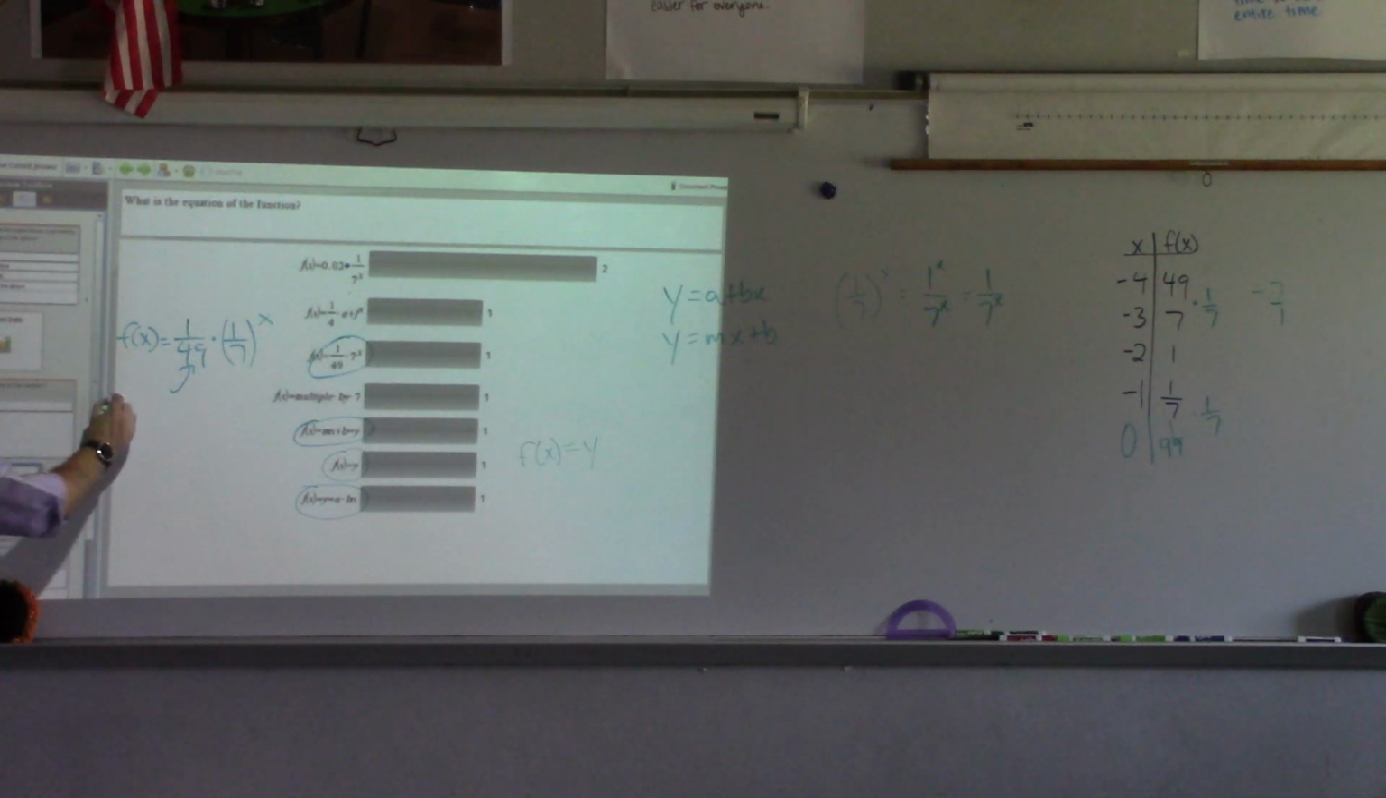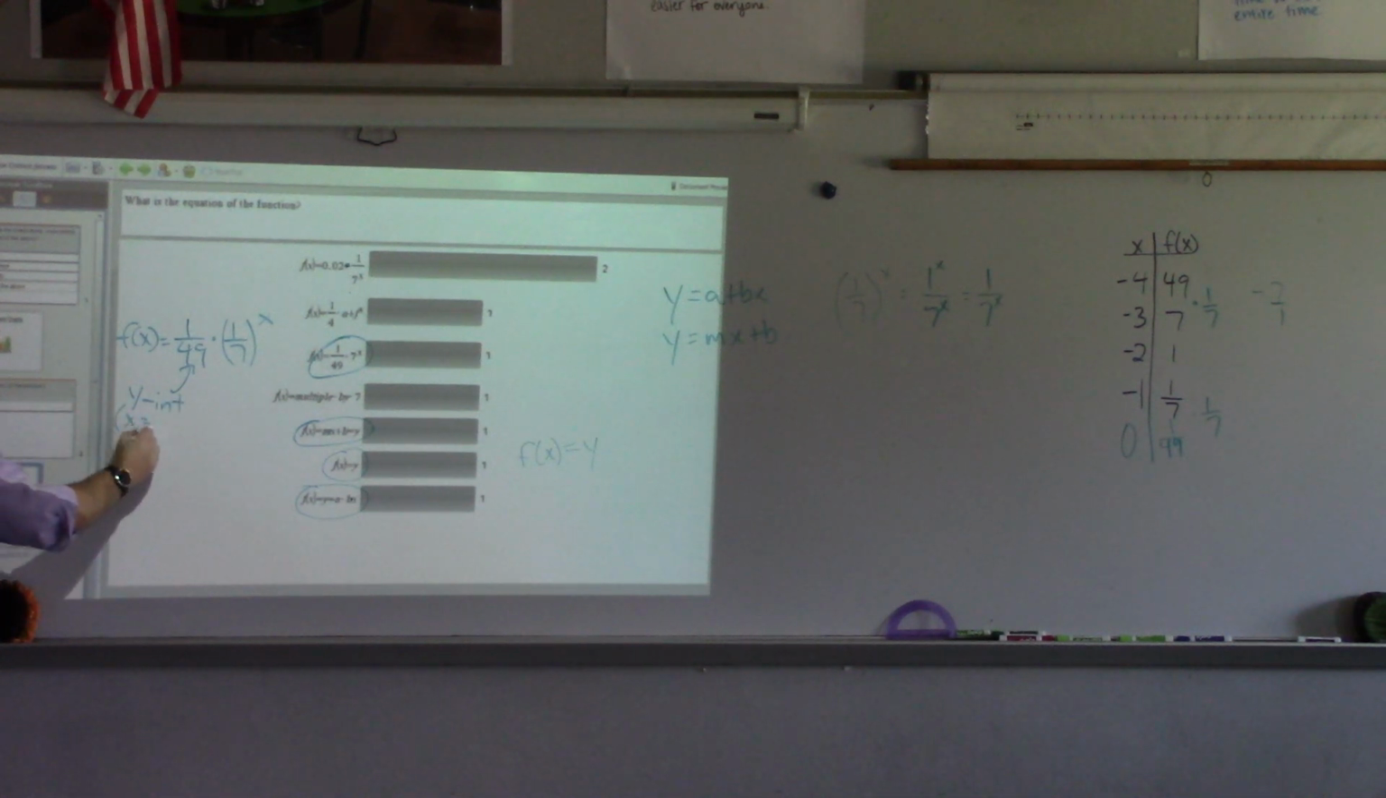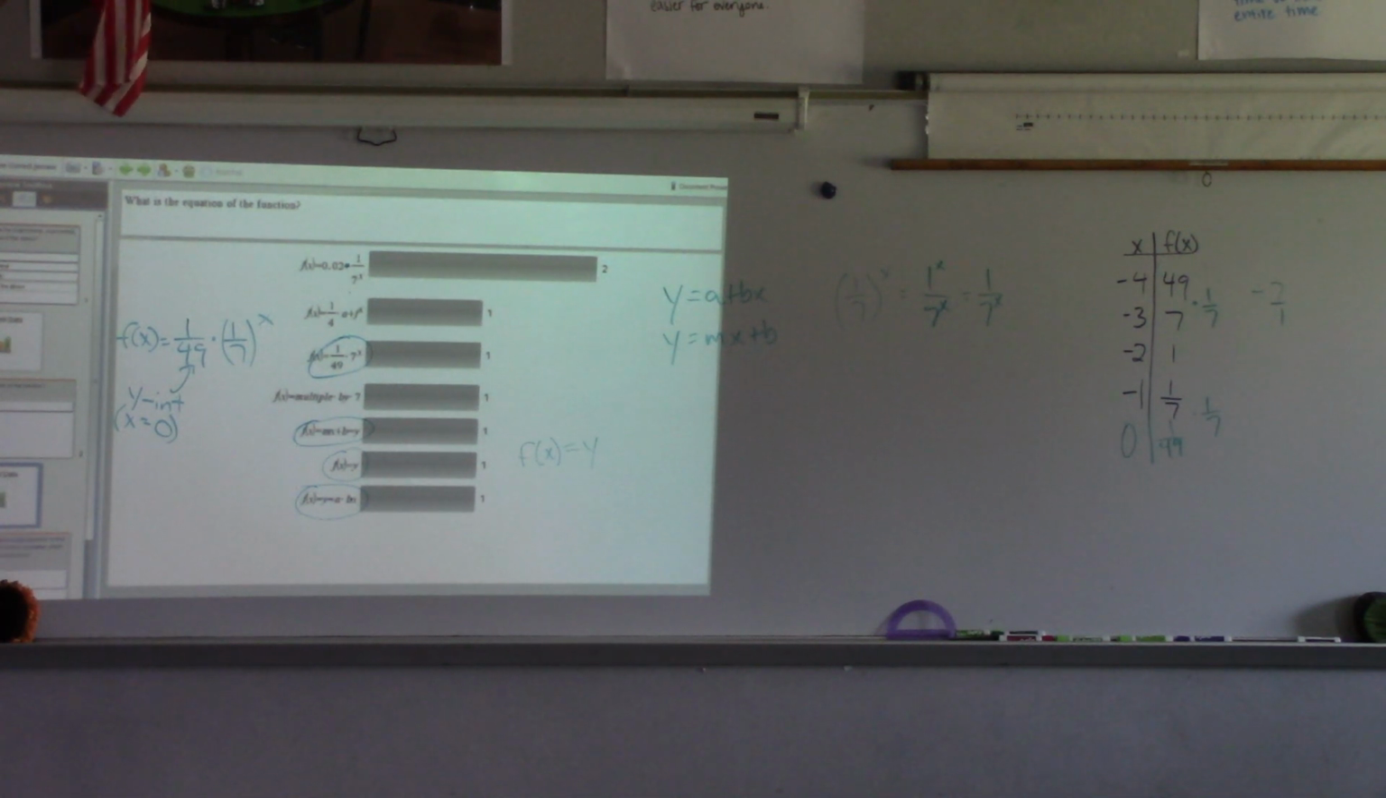The y-intercept. Thank you. We have a y-intercept. We know that because x is equal to what? 0. We've got a y-intercept there. X is equal to 0. We're starting with the y-intercept. That's why a couple of us found that 0.02 or the 1/49th, because there's a y-intercept. You've got to know that we have a 1/7th, or 1/49th is a y-intercept, okay?